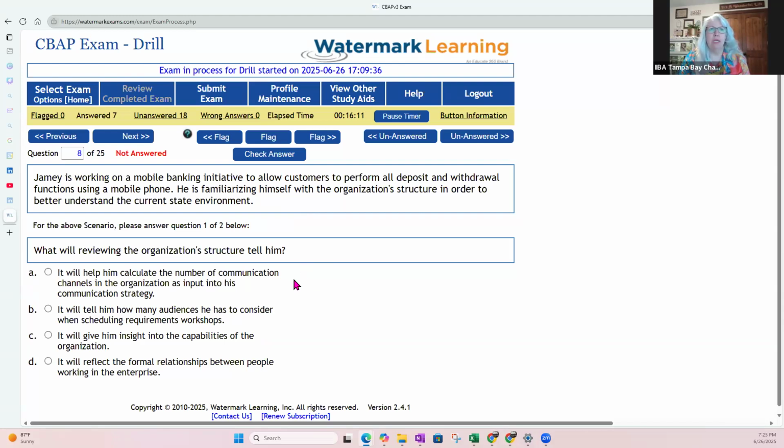It will help him calculate the number of communication channels in the organization as input into his communication strategy. It will tell him how many audiences he has to consider when scheduling requirements workshops. It will give him insight into the capabilities of the organization, or it will reflect the formal relationships between people working in the enterprise. Say D. E. Delta.